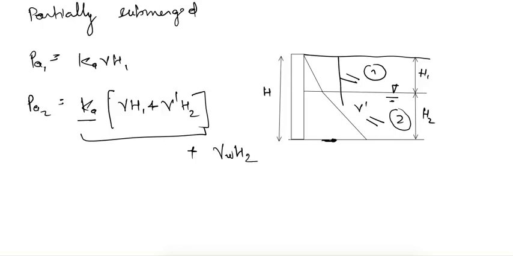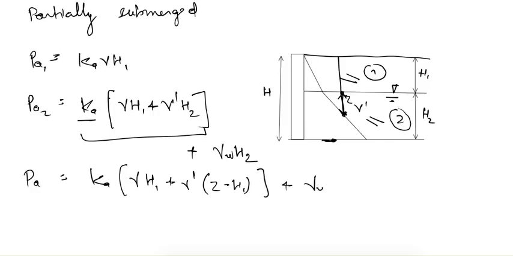And if we want to write at any depth Z in this zone, we can write Pa is equal to Ka into gamma H1 plus gamma dash into Z minus H1, where Z minus H1 gives us this depth, plus gamma W into Z minus H1. So we can find it using this formula in general.